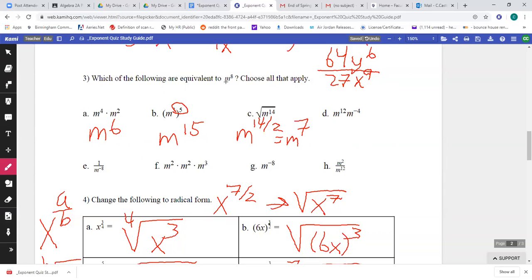Letter D, m to the 12th, m to the negative 4. Once again, I add the exponents. So 12 plus negative 4 is m to the 8th. So this is definitely an answer choice here. Letter E, 1 over m to the negative 8. I flip, remember, negative exponents means it goes to the top. So this is just m to the 8. So this is an answer.